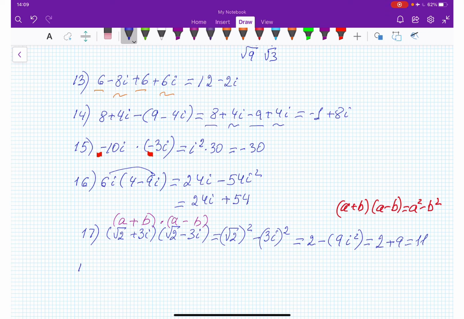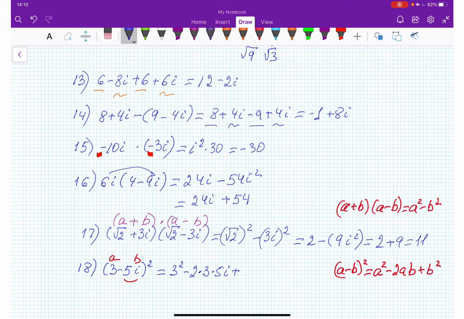Next one, question number 18. We have 3 minus 5i squared. That is equal. So 3 minus 5i squared, there is a formula for that. A minus b squared. Remember? Perfect square. A squared minus 2ab plus b squared. So we get a squared, this is my a, this is my b. So a squared is going to be 3 squared. And then minus 2 times a, meaning times 3, and b will be 5i. And plus b squared, b is 5i, we raise to power 2.